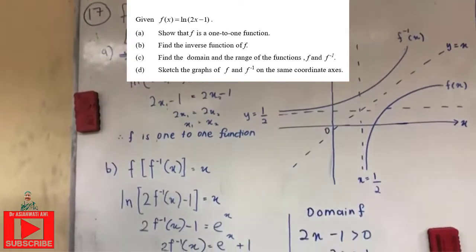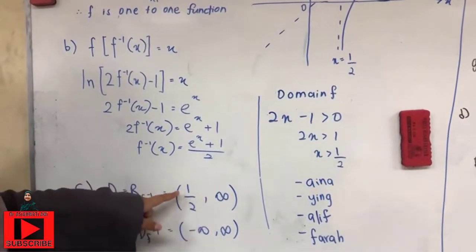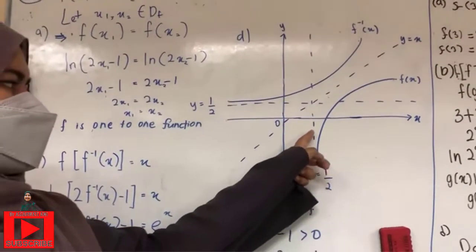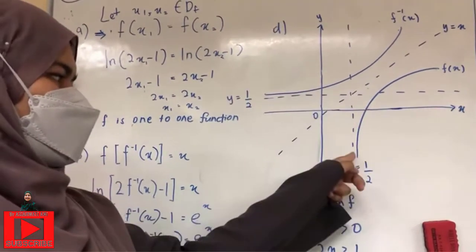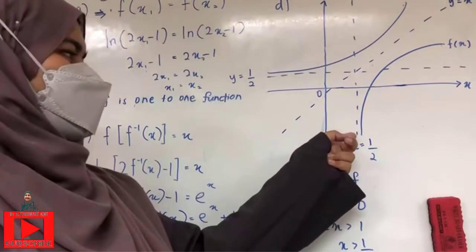So kan dekat domain dia dah bagi tahu 1/2 to infinity. Lepas tu dia bukan close bracket. So kita tak boleh lukis dekat atas dotted line untuk x equals to 1/2. Kita rapat dengan dia tapi tak sampai kena graph.